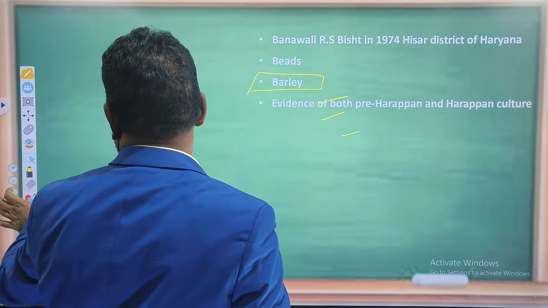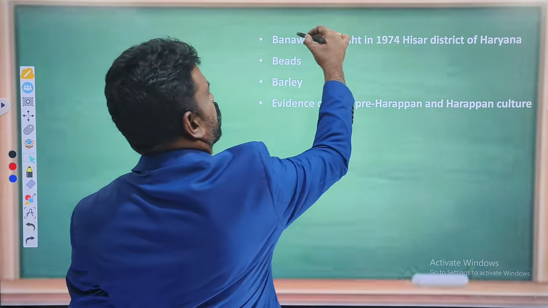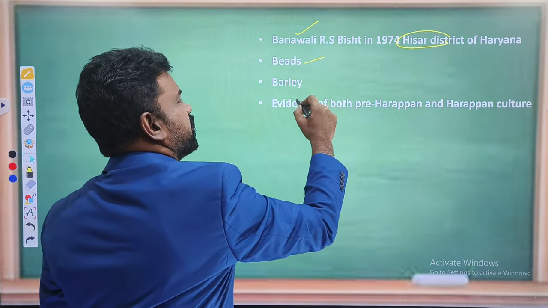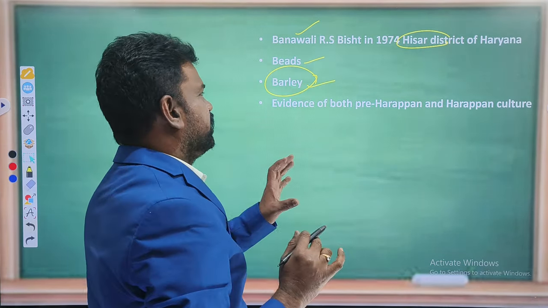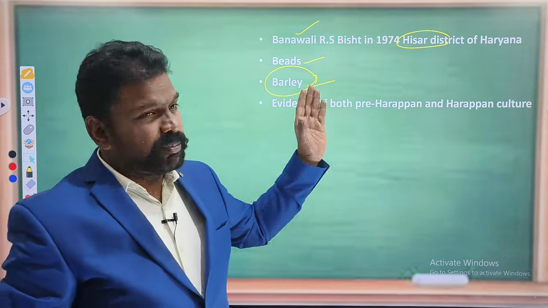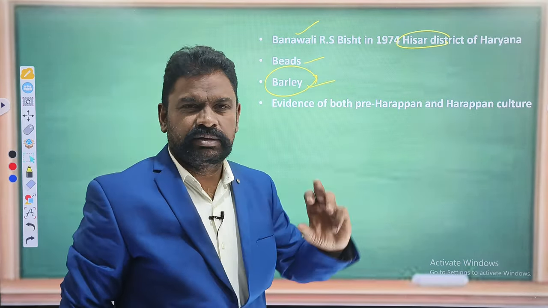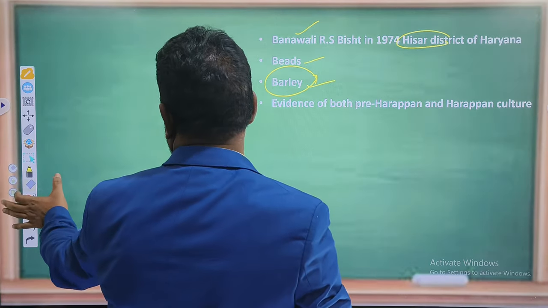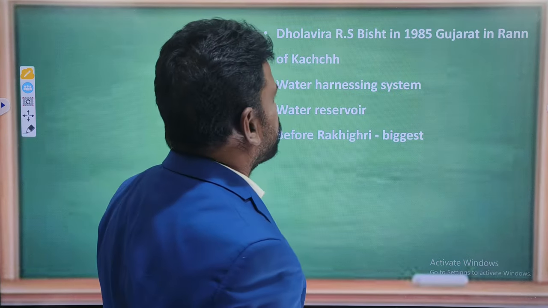After this, Banwali. Banwali is located in the Hisar district of Haryana. A bead making factory was found at Banwali. Banwali is very famous for high yielding barley. A special type of barley was found at Banwali. Here at Banwali, we can find pre-Harappan and Harappan culture. What is that? Matured Harappan and pre-Harappan cultures were found at Banwali. That is also an important thing related to Banwali.